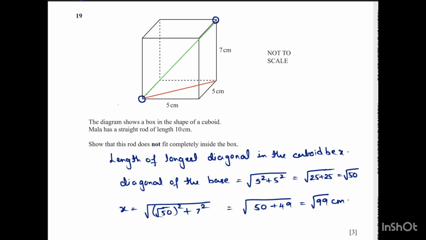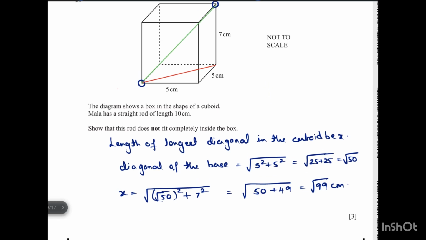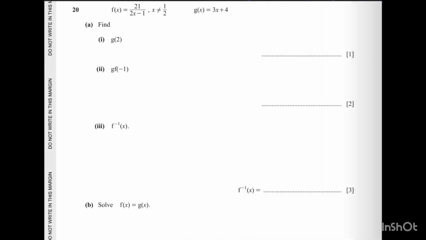So now what is given for us, the length of the rod which cannot be placed, that is 10. So 10 will be square root of 100. Therefore square root of 100 is greater than square root of 99, right? That's why it cannot be placed. Therefore the 10 centimeter rod cannot be placed inside the cuboid box.